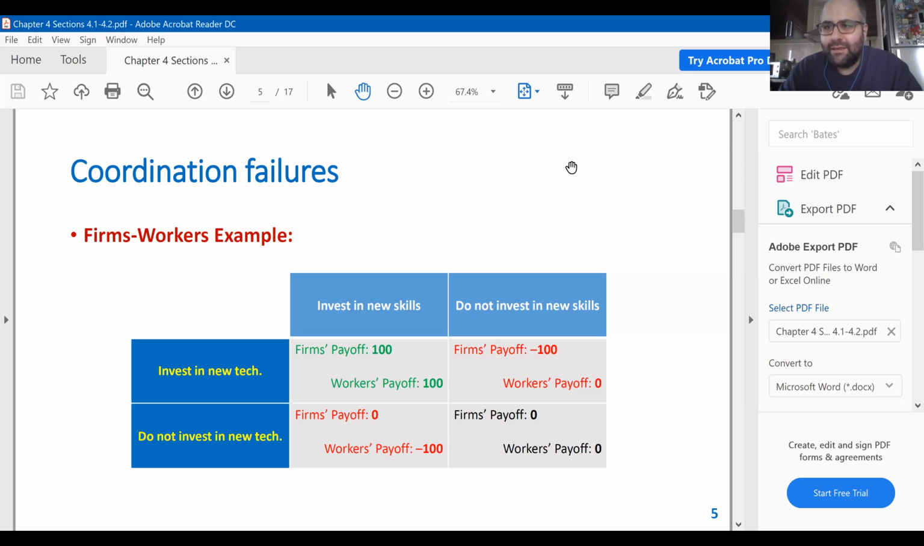But basically, they can invest in new skills, or they just wouldn't, right? So this is just the binary decision problem that workers face. Each worker thinks about himself or herself and takes a decision on investing in new skills or not investing in new skills, right?